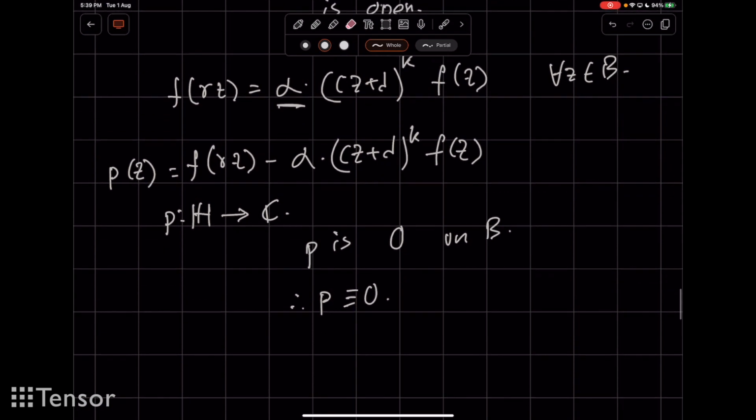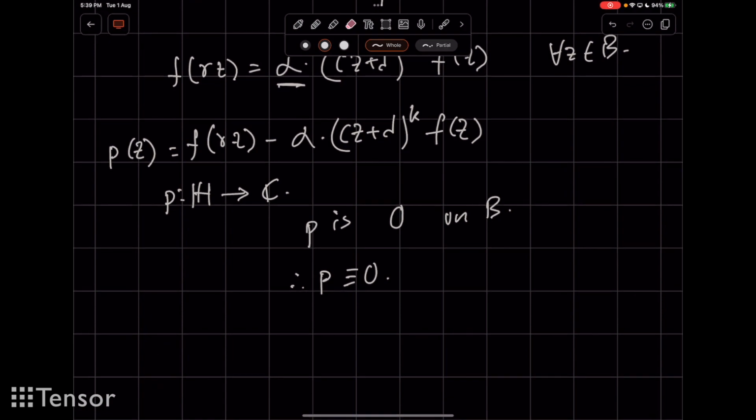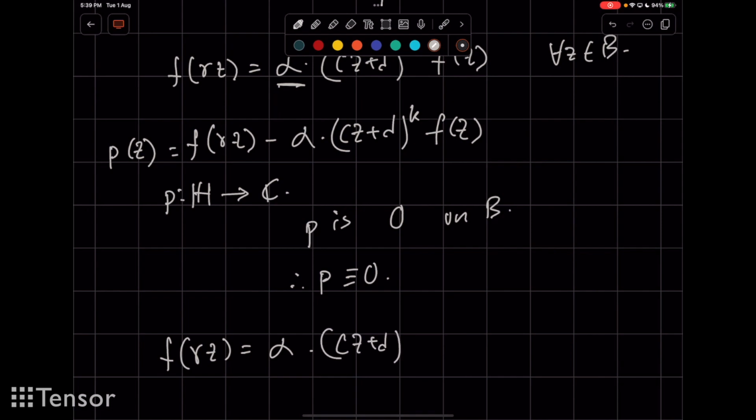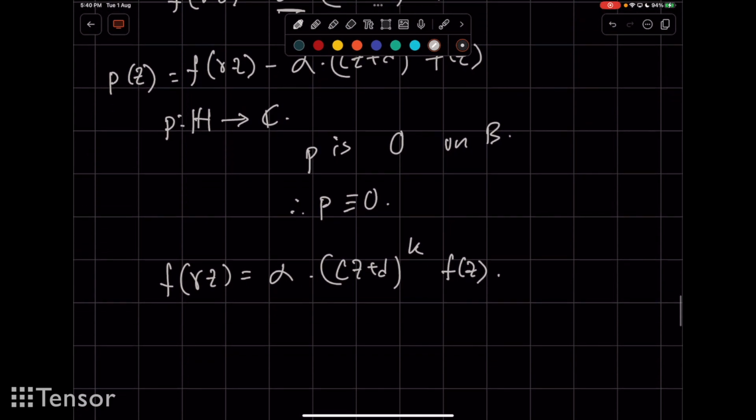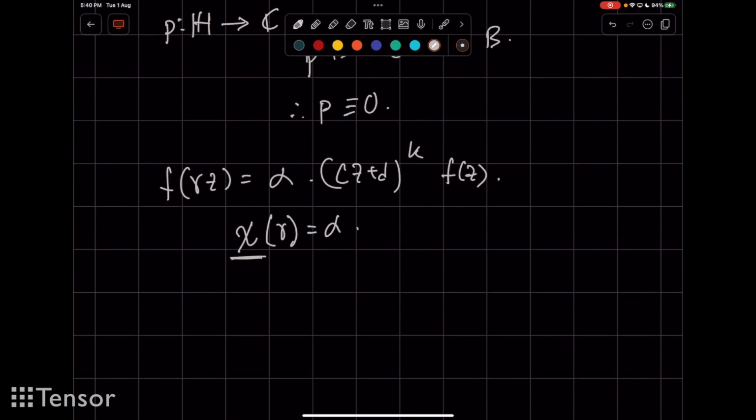So p must be the constant 0 function. Since this is true, we can now safely conclude that f of gamma z is equal to some alpha, and obviously this alpha depends on gamma, times (cz plus d) to the power k times f of z. Okay, and let's call this alpha chi of gamma. Now we just need to show that this chi defined like this is a homomorphism.